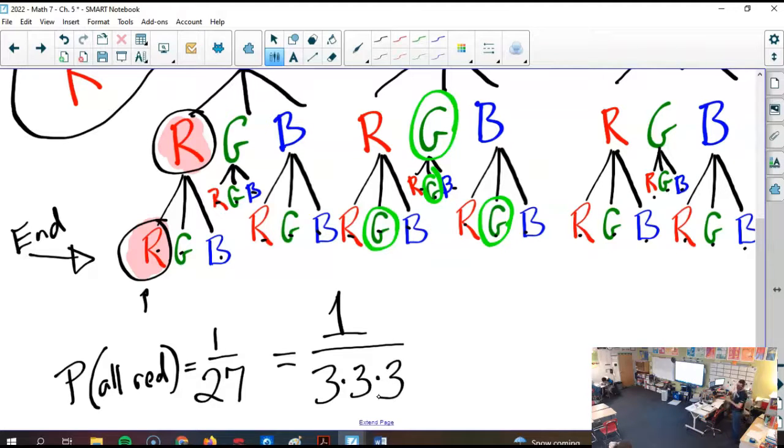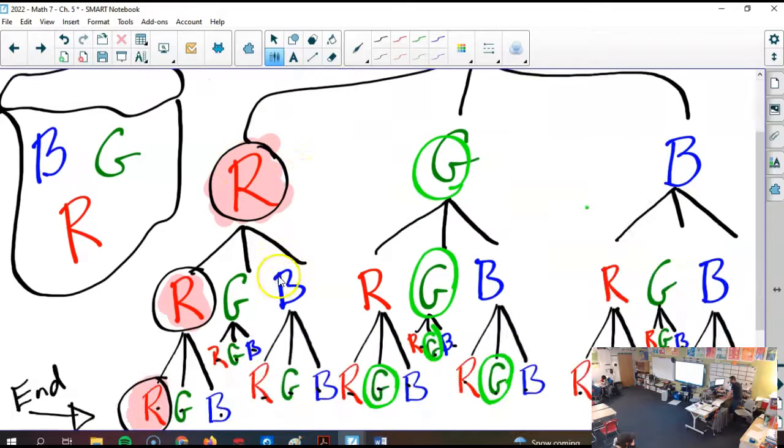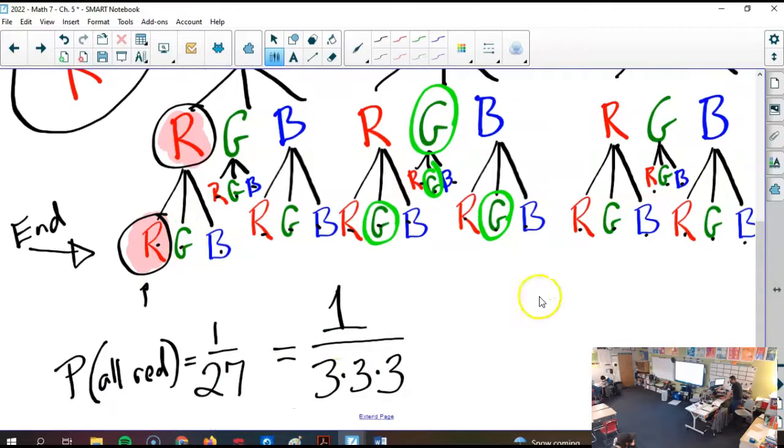In choice 1, we had 4 options. Choice 2, I'm thinking about the next problem. In layer 1, we had 3 options. Layer 1, choice 1, we had 3 options. Layer 2, we had 3 options. Layer 3, we had 3 options. So we do 3 times 3 times 3.